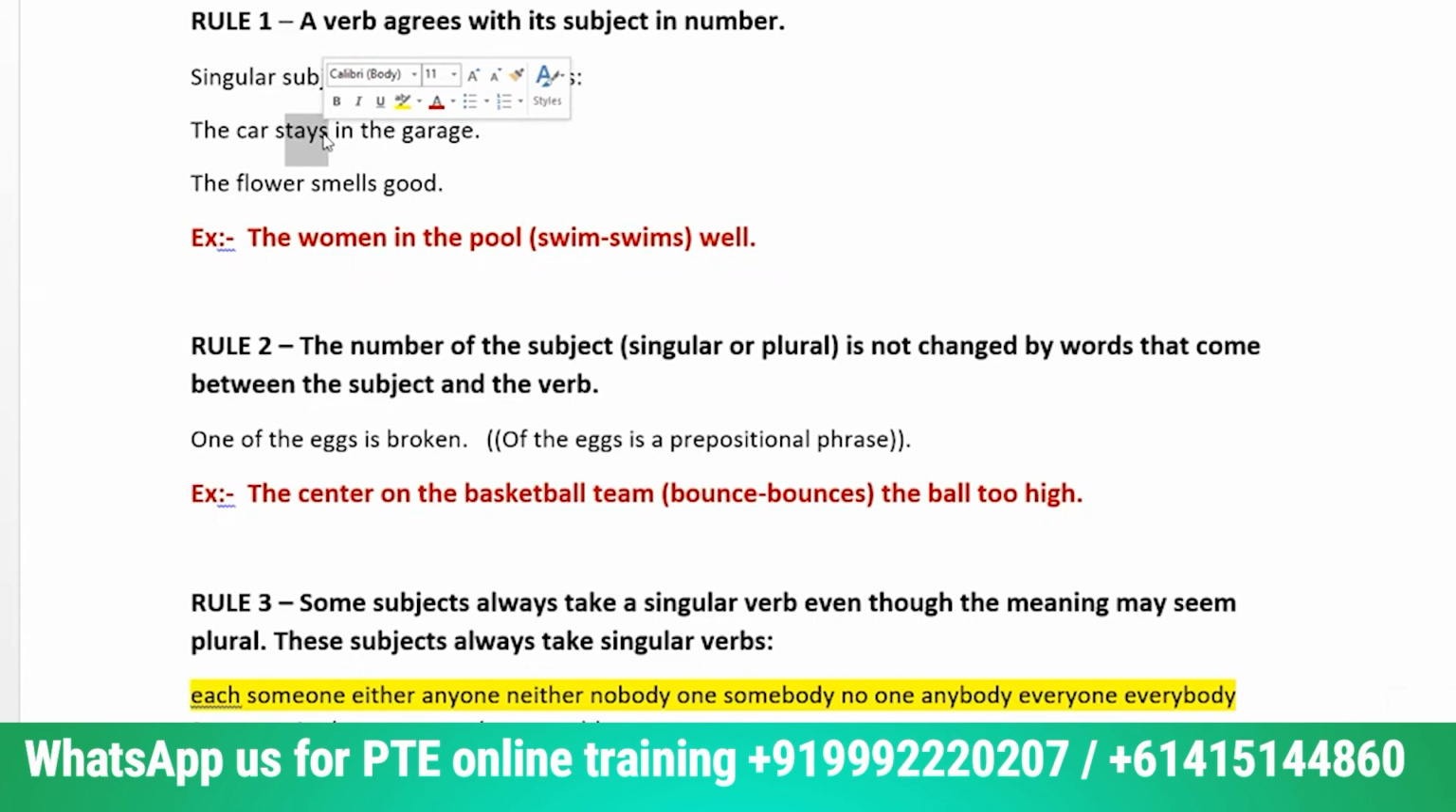Car kahan par hai? Garage mein. To kya hai aapka object? Garage. So very simple, three things I have explained to you in one simple sentence. Subject kya hai, verb kya hai, object.